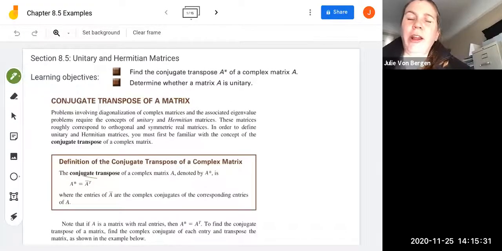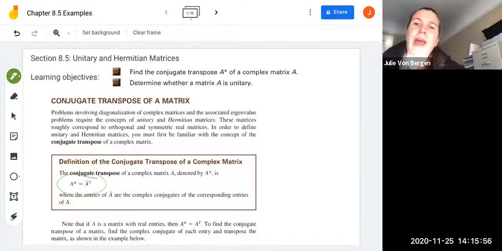So here's our conjugate transpose. So it's A star. Be careful, in SymPy, A star does not correspond with the conjugate transpose. I'll show you how you can use the transpose function and the conjugate to find this in SymPy. So this A star is A conjugate transpose, where the entries of A conjugate, or A with a line over it, are the complex conjugates of the corresponding entries of A.